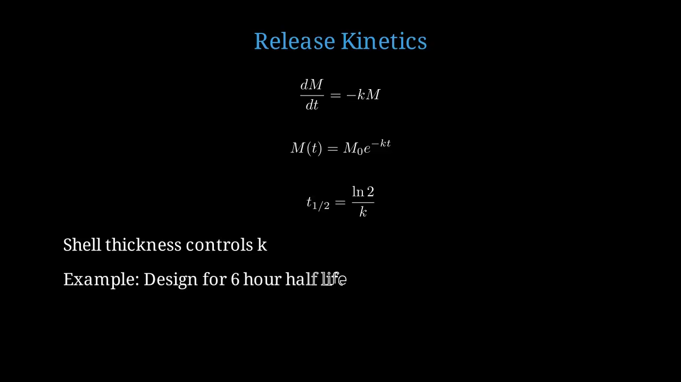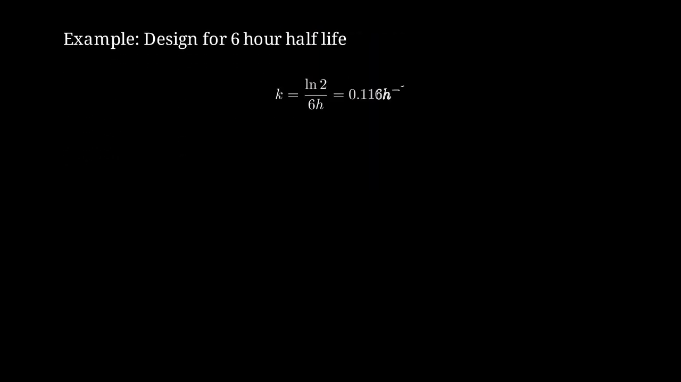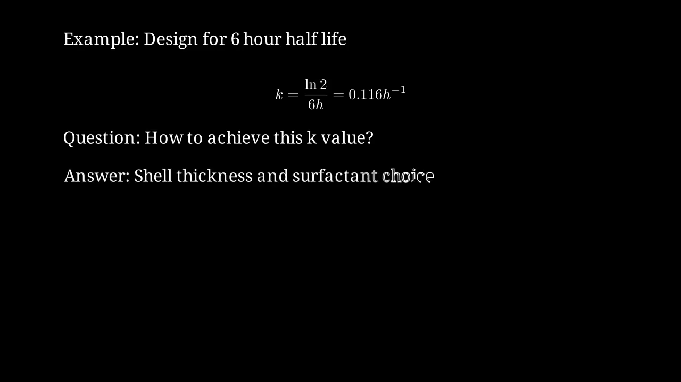If we want a 6-hour half-life, k equals natural log of 2 divided by 6 hours, which is 0.116 per hour. How do we achieve this rate constant? We tune the shell thickness and permeability. The answer involves choosing appropriate shell thickness and surfactants. A thicker shell or less permeable oil phase decreases k, extending the half-life.